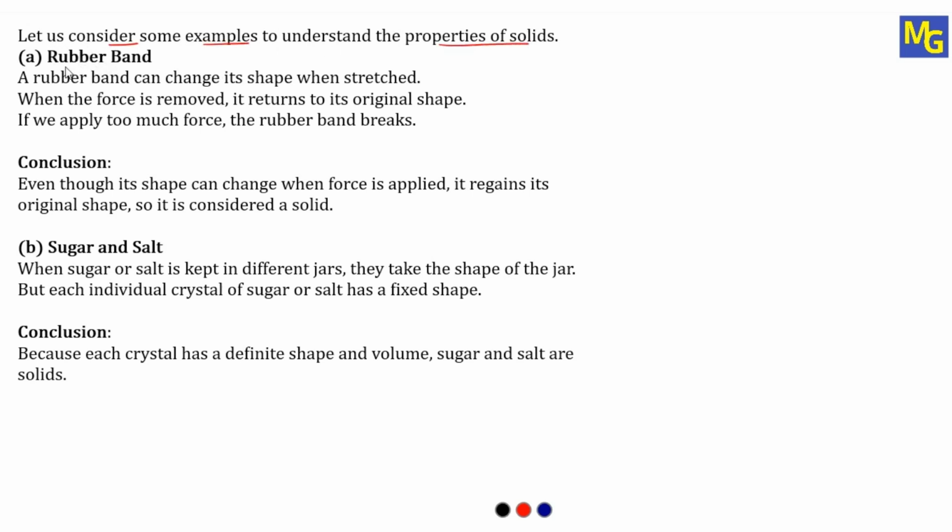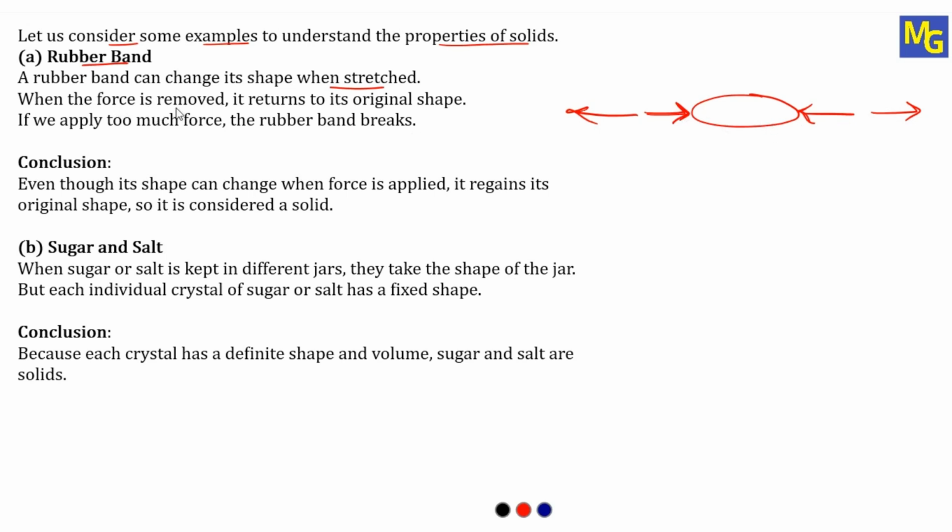So see the first one. Now we are going to take a rubber band. A rubber band can change its shape when stretched. You may have seen a rubber band will have some shape that is oval or circular. But when you hold this side with one hand and this side with the other hand and try to pull it on the opposite side, when you stretch, the rubber band will change its shape.